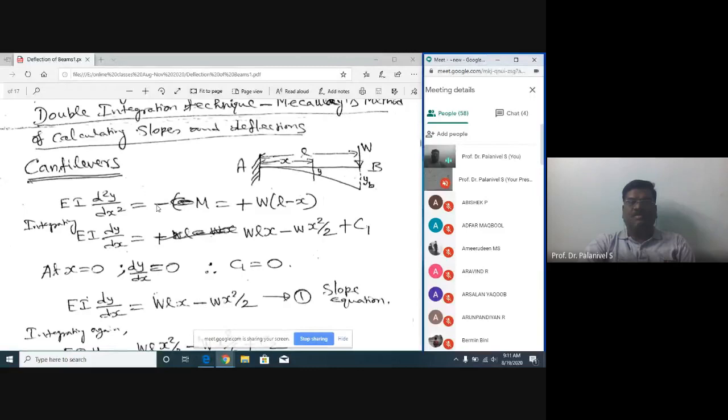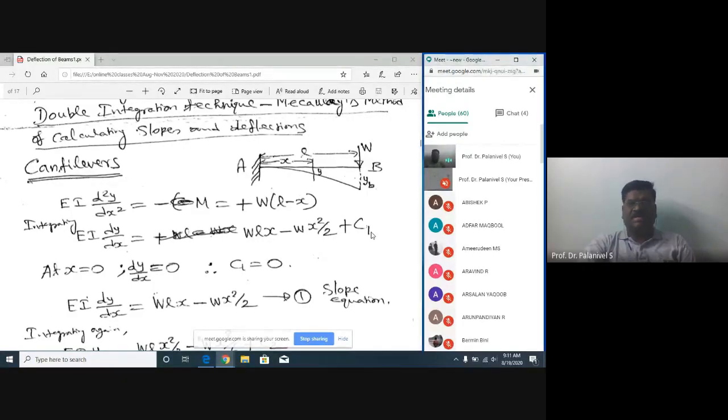Already we have minus M. Now minus W into L minus X becomes plus W into L minus X. Now I want to determine slope. If you want to determine slope, we have a differential equation which describes the deflection curve of the beam. If I want the deflection at any point, I have to integrate this governing differential equation, called a mathematical model. Integrating, EI dy by dx is equal to W L x, because we are integrating with respect to x, minus W x square by 2 plus C1, the integral constant.